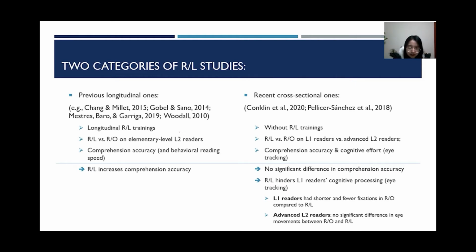So what they found is L1 readers had shorter and fewer fixations in RO compared to RL. Fixations are defined as the maintaining of the visual gaze on a single location in eye tracking, and it basically represents attention and cognitive efforts.